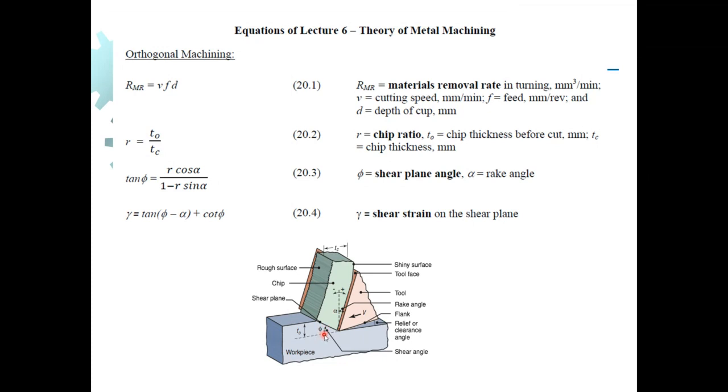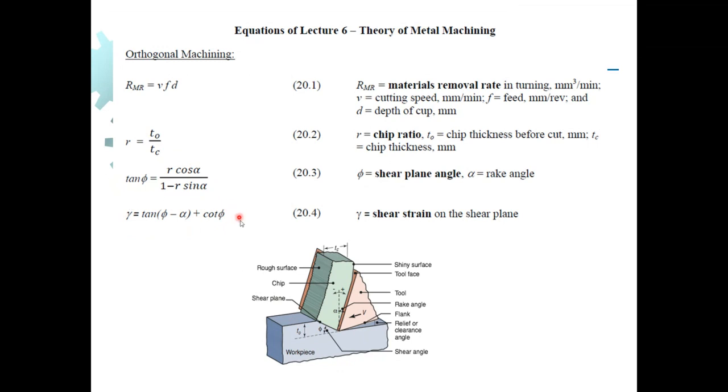And this is a function of some parameters, including the rake angle alpha, which is shown right here. The rake angle is the angle between the top face of the cutting edge and the reference plane. As this is greater, it will give us a higher value of phi. And this equation here is relating phi to the chip ratio r and also the rake angle alpha.